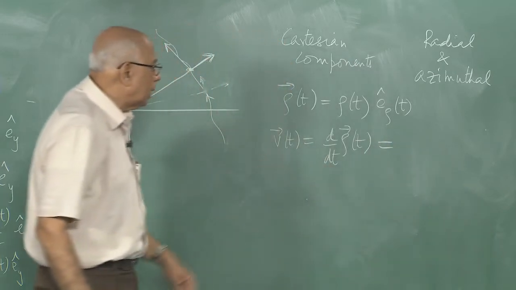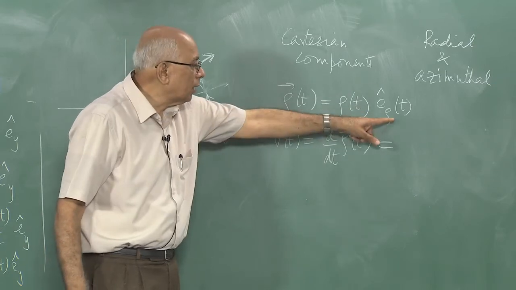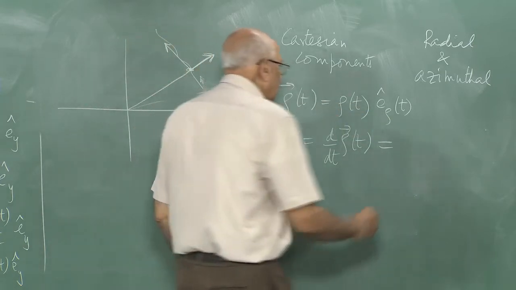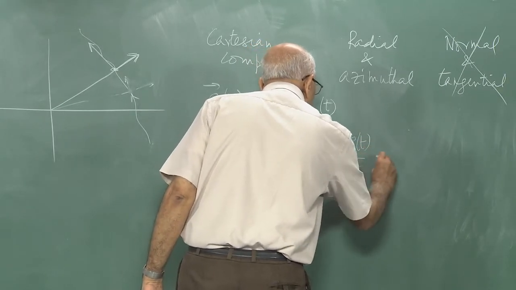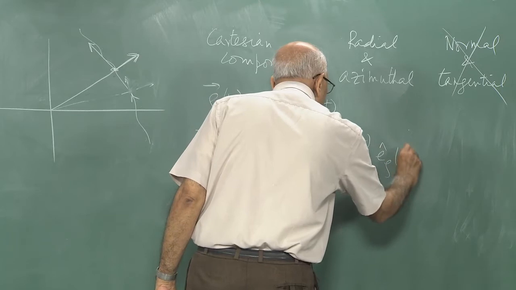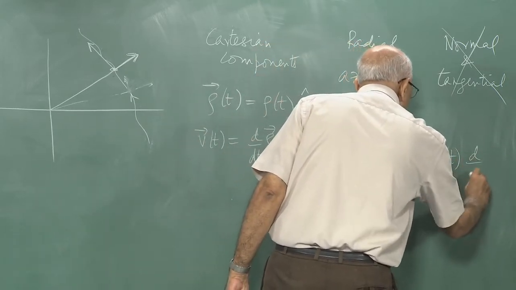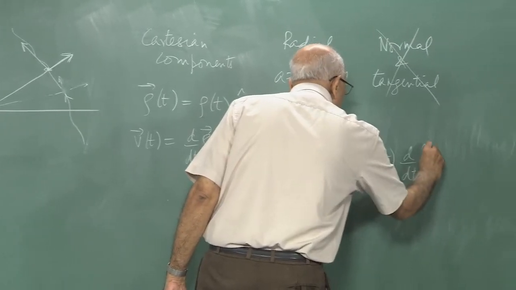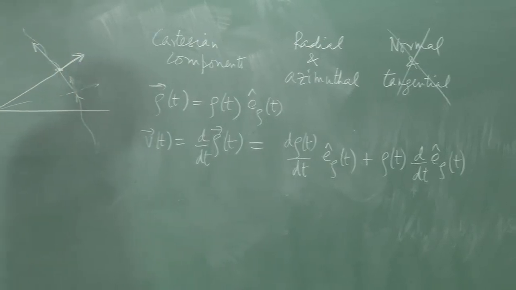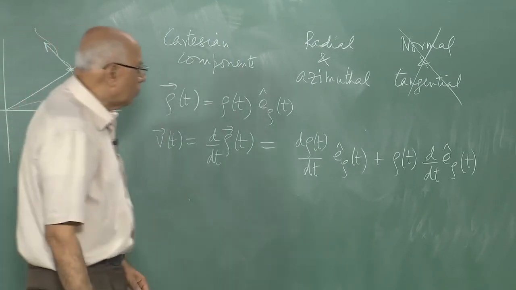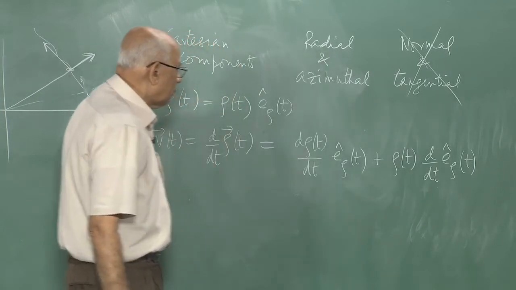Now comes the interesting part. First you differentiate this, leaving that alone, and then you differentiate that, leaving this alone. So by the chain rule, it is d rho of t over dt times e rho of t, plus rho of t times d over dt of e rho of t. We need to find therefore this quantity here. How does this unit vector change as a function of time?